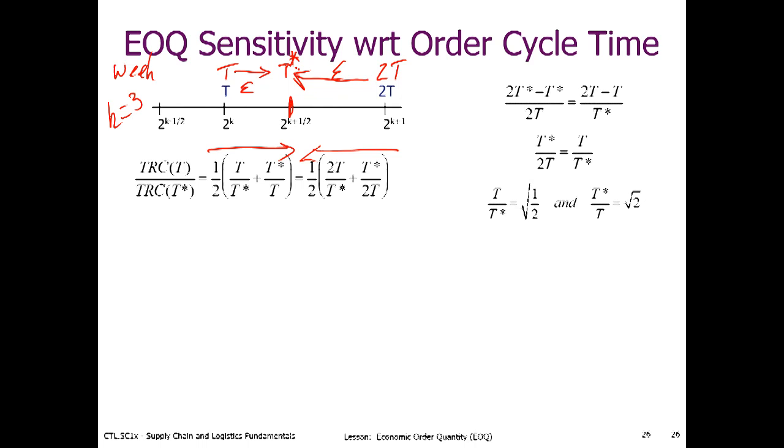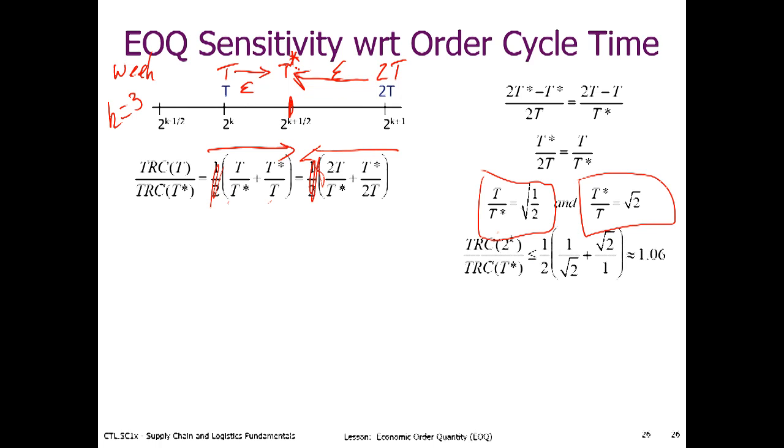So where is that? Well, all I'm going to do is set these equal to each other and cancel out the halves. Going to bring all the terms with a t star onto the right and everything with a t on the bottom to the left, and just use some simple algebra, clean it up until I get these relationships. The t over t star is equal to the square root of 1/2, and take the inverse of that, and obviously t star over t is going to be equal to the square root of 2. So now I'm going to take those terms and just plug it right back into our equation that we had for finding any kind of sensitivity for EOQ. And you see it comes out to be 1/2 times 1 over the square root of 2 plus square root of 2 over 1, and that turns out to be 6%.